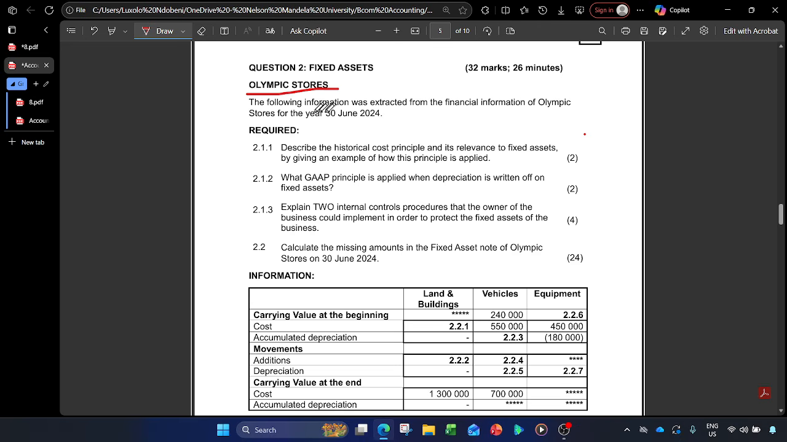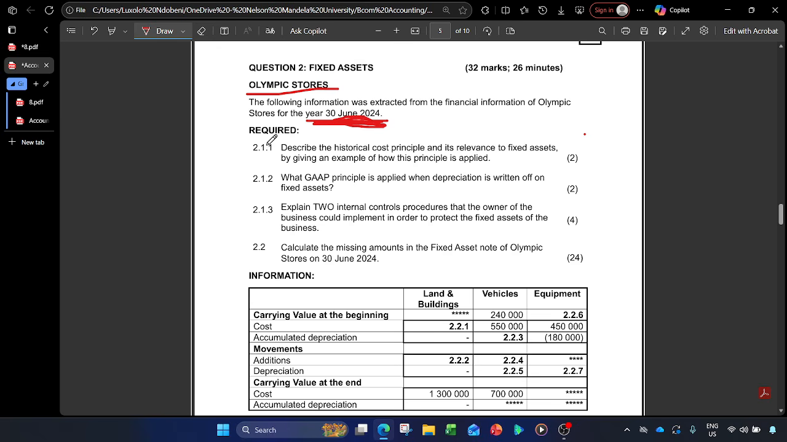They are saying that the following information was extracted from the financial information of the Olympic Stores for the year ended on 30 June 2024. So our financial year end is 30 June 2024. Sometimes they usually say 29 February. So please take note and read this information, because some people often assume that every financial statement has a financial year end at 29 February.